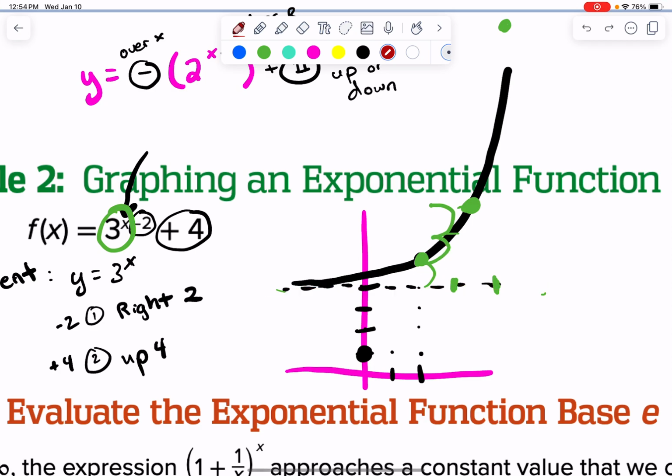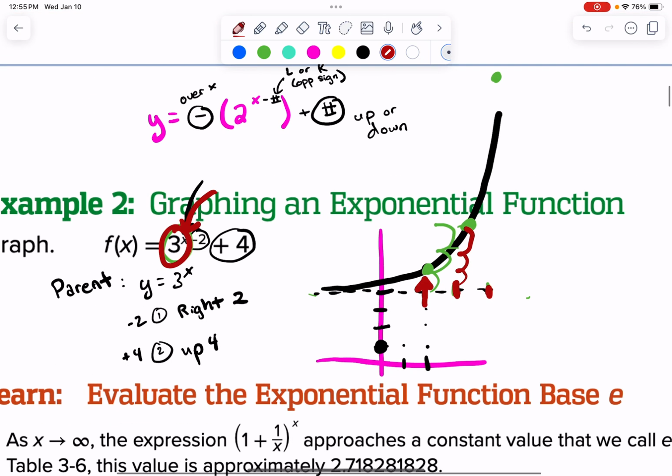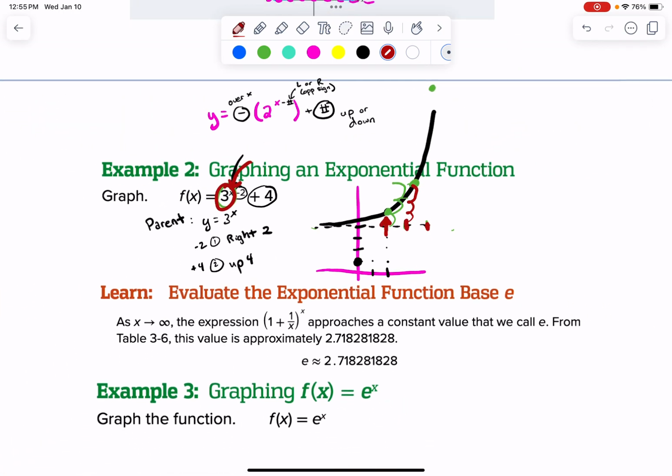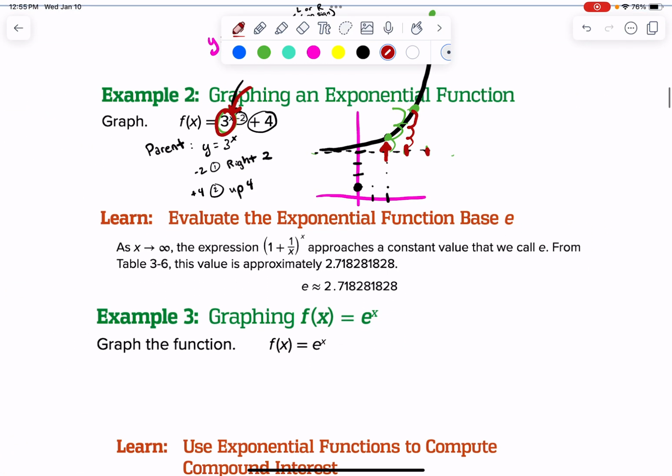But if you want points exactly, just know that if you go 1 over from where your intersection point was at, he'll be up at 3, or 3 above. If you go 2 over, he'll be up at 9, because 3 squared is 9, 9 units above. You can always plug in numbers for x if you want to get points specifically as well. But there is what the graph is going to look like, okay? All right, next thing, we're talking about e.